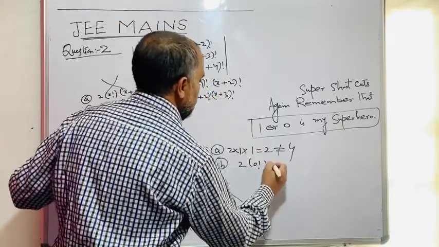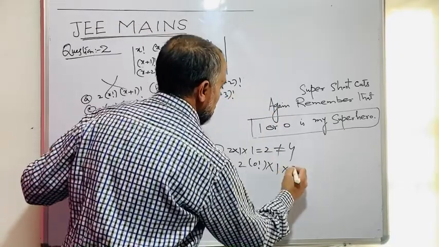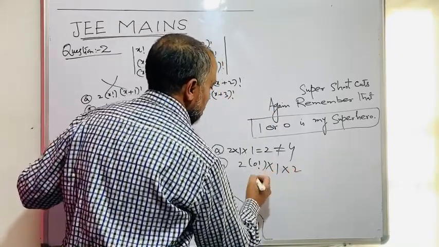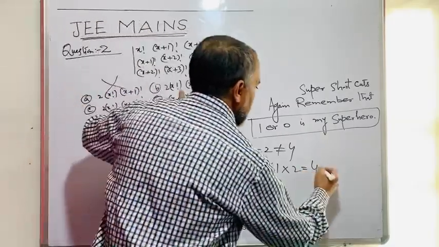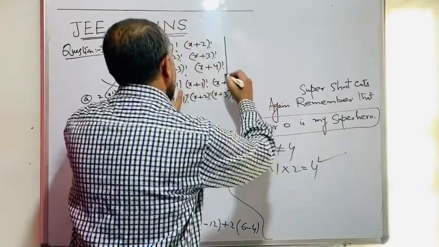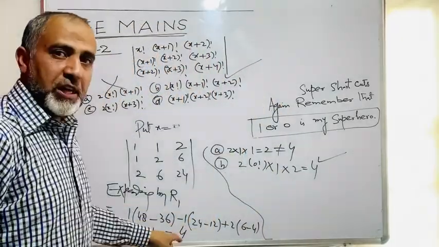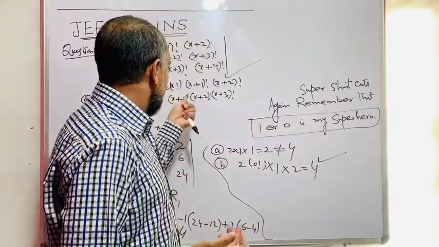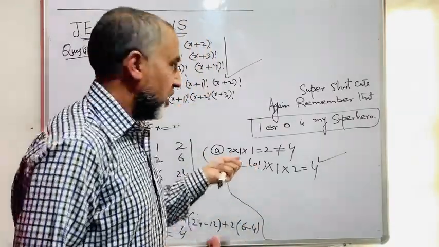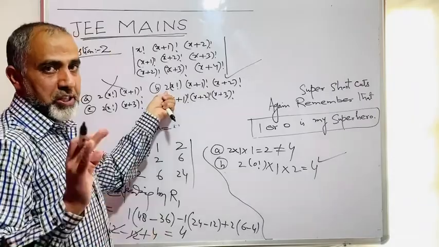0 plus 1, that is 1, 2 factorial, that is 2. You see, 0 factorial is 1, 2 into 2, that is equal to 4. That means option B is correct. Now this is the correct option. You got the left hand side, at x is equal to 0, the determinant is equal to 4, and among the right hand side options, the second option satisfies completely.